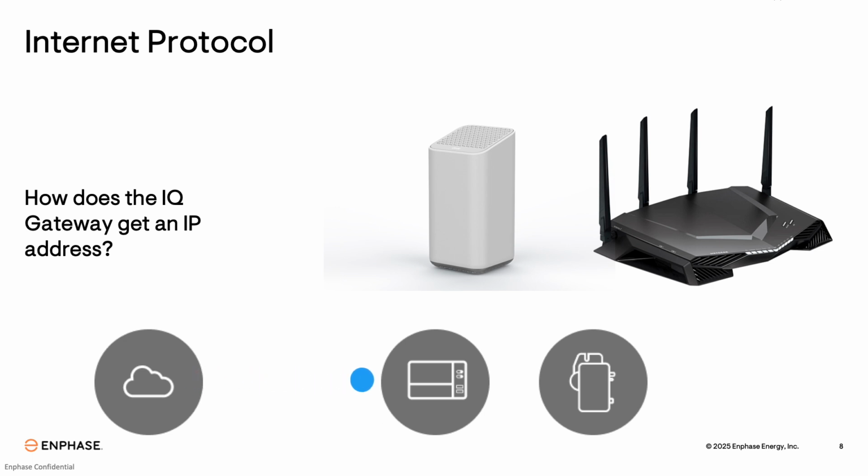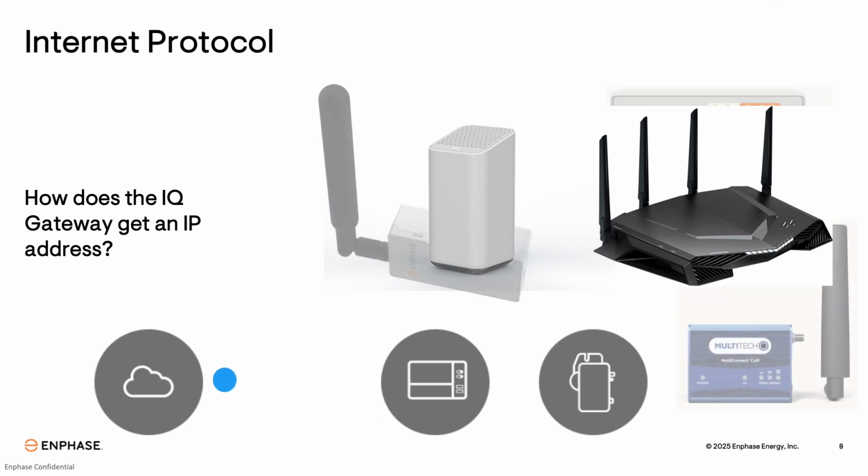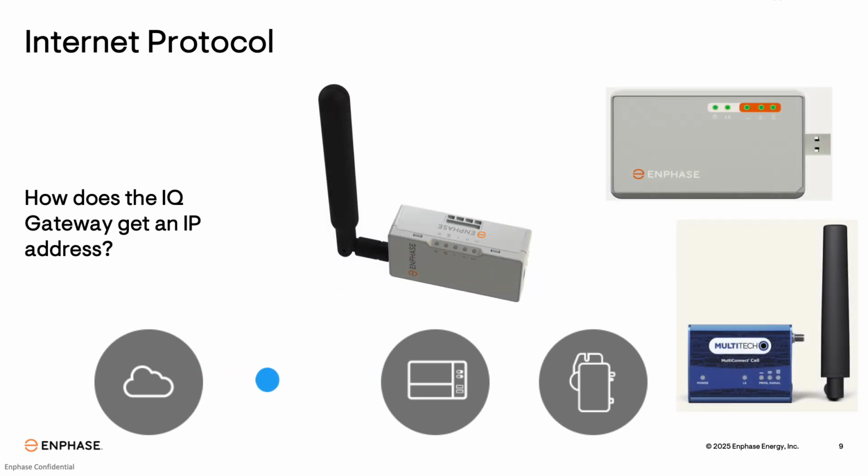Connecting the gateway to the router can be either from connecting to the home's router using its Wi-Fi or hardwiring it using an Ethernet cable. The other way the gateway gets an IP address is by using one of the Mobile Connect cell modems. These work just like your cell phone and connect to cell towers. Once the device connects to the cell tower, the cell provider will assign an IP address to the gateway.